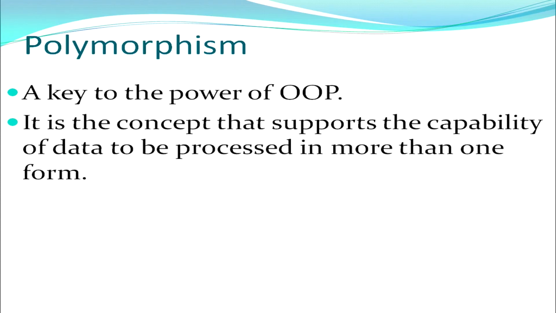It is the concept that supports the capability of data to be processed in more than one form. The same set of data is used in more than one form. That is how the name goes, polymorphism, where poly is many and morph is form. So, that is how the term has been derived from this particular meaning. The examples can be operator overloading.